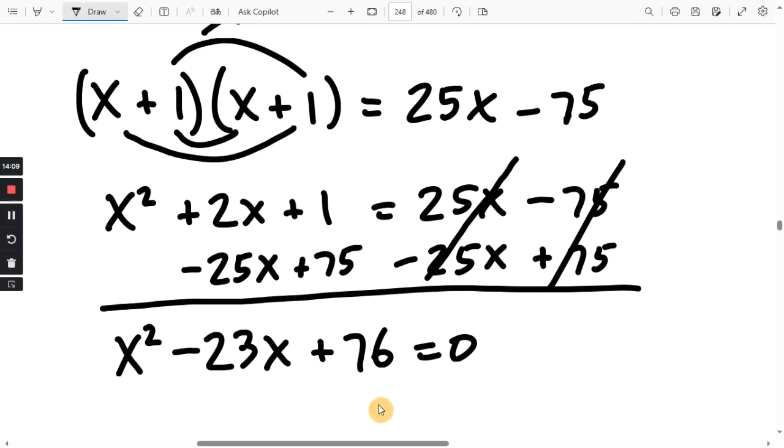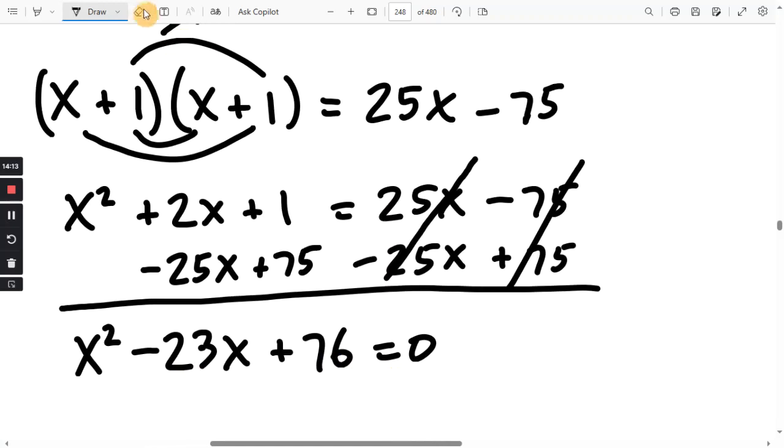We can factor or distribute. I am going to try to factor. Okay, let's start with a 76 and write out the factors of 76, positive 76. And we want to find 2 that add to negative 23. Okay, tough one. 76 is divisible by 2. So 76 divided by 2 is 38.